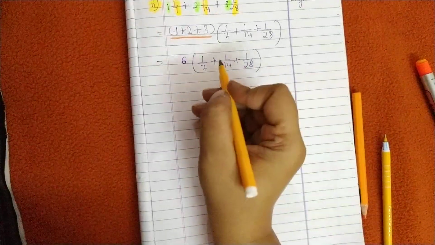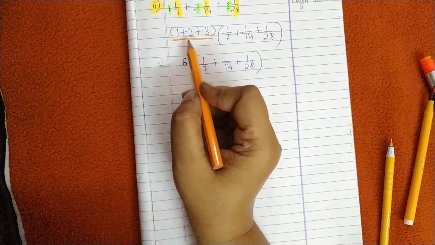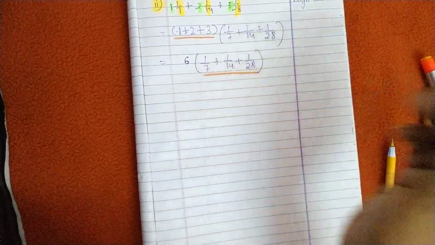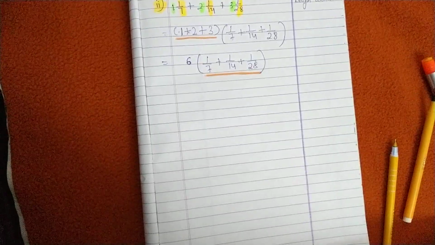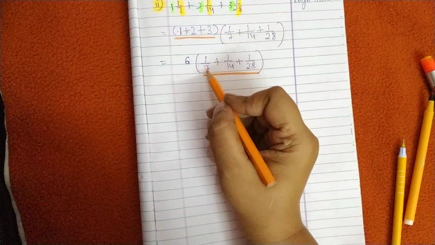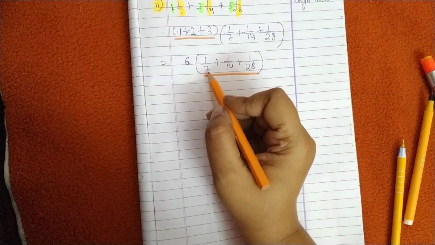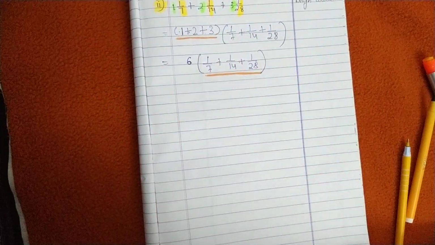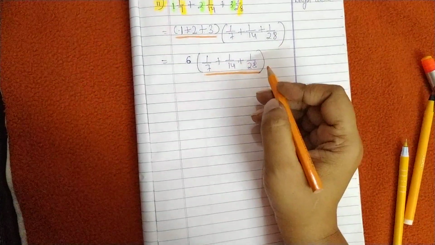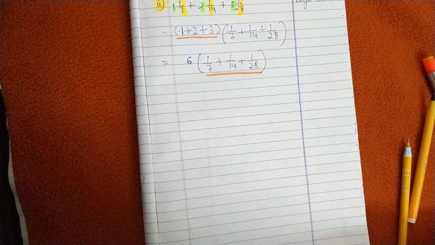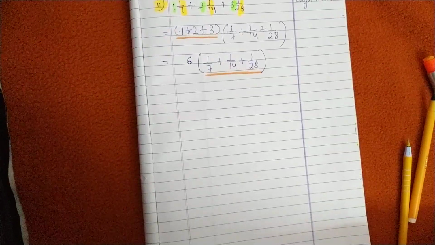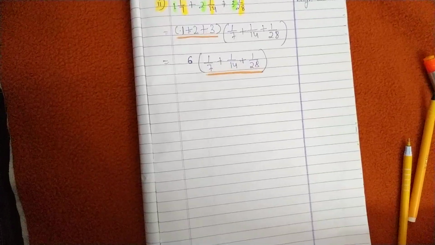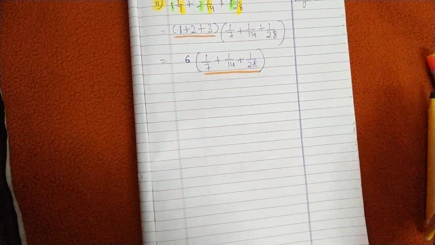Now children, please pay attention. Till now we have added the whole numbers. Now we are going to add fractions. These are proper fractions, yes, but unlike fractions. And for adding unlike fractions, what are we going to do? We are going to take out the LCM. LCM of what children? LCM of denominators. Yes, we are going to take out the LCM of denominators.